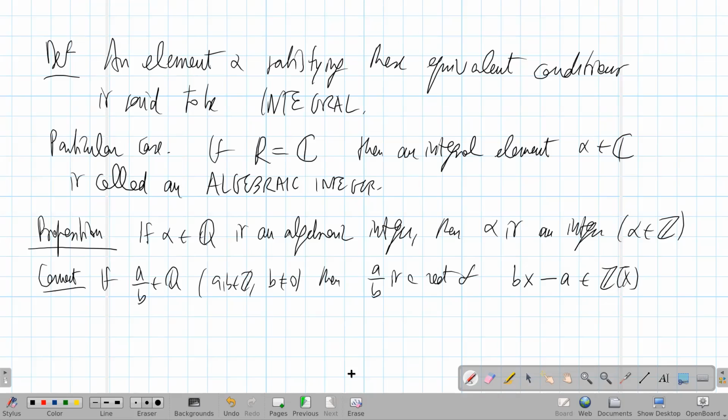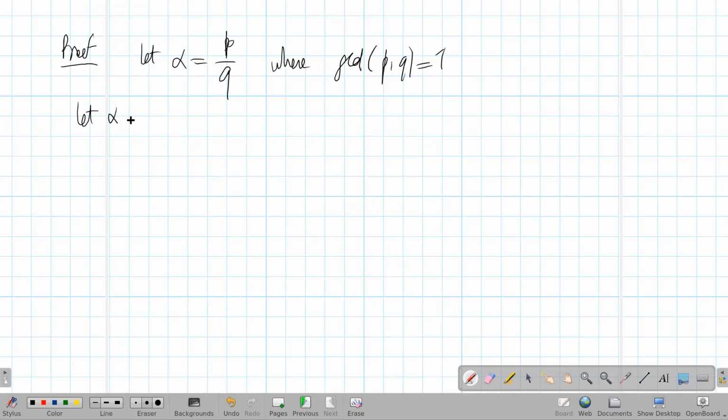Okay, and let's see the proof. This is a well-known fact. First of all, we write alpha as p over q, where I don't mean p and q to be prime, but I take the greatest common divisor of p and q to be 1. So I take a reduced fraction. In Italian, we say ridotta ai minimi termini. And then let alpha be a root. So p and q are integers, of course.